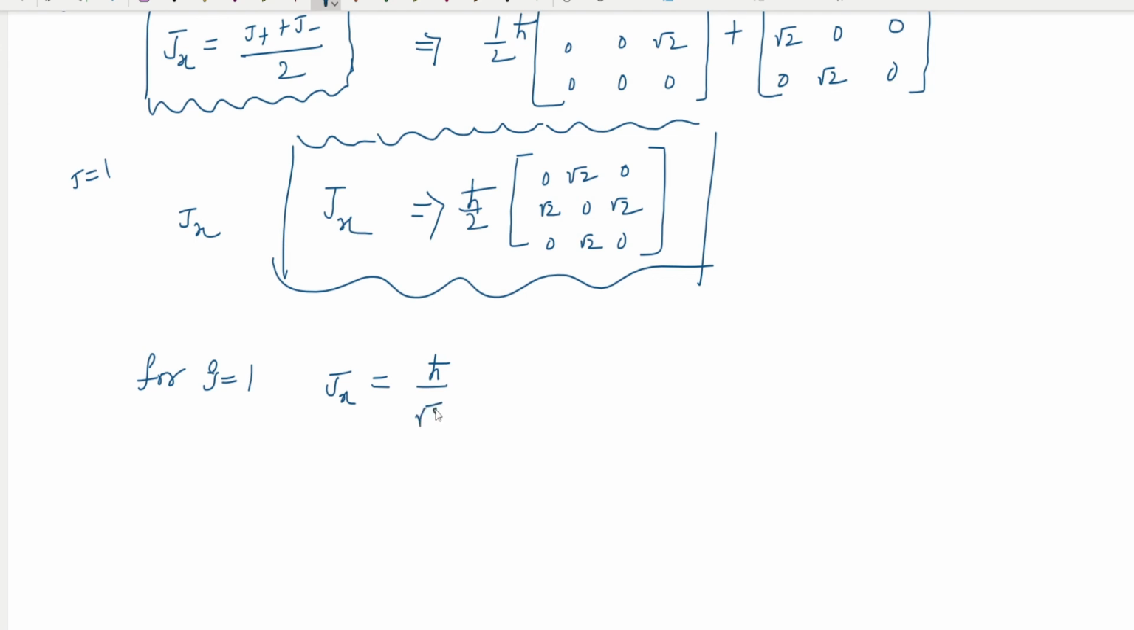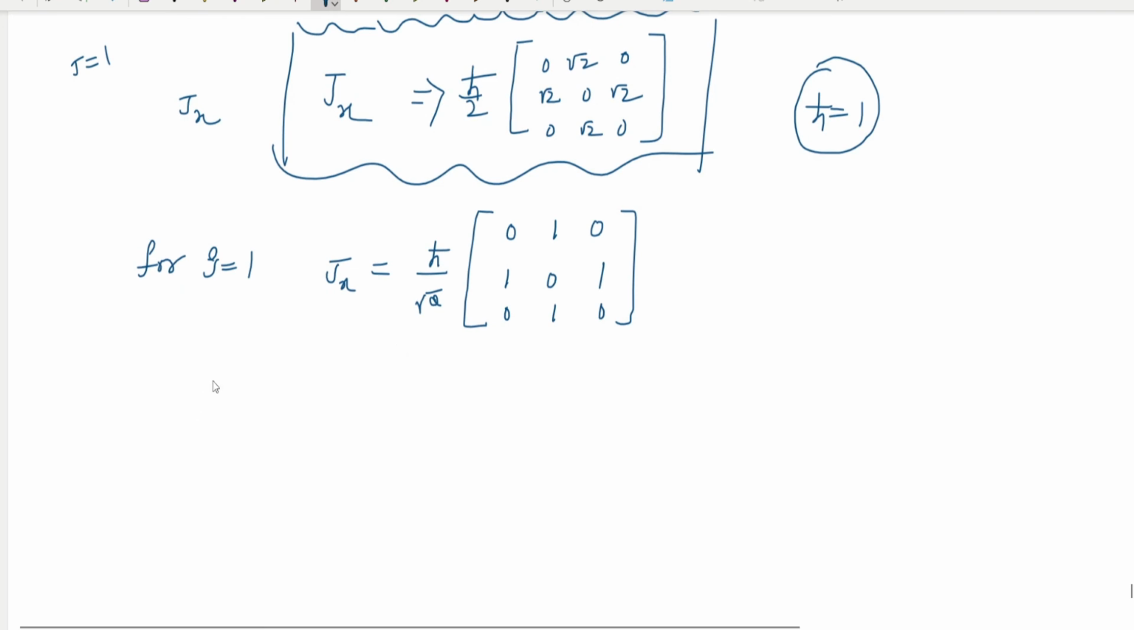Root 2 over 2 can be written as 1 over root 2. Here the numerator root 2 is there. Then we can get the answer: 0, 1, 0; 1, 0, 1; 0, 1, 0. Remember one thing. In case you use H cross, you can use the entire matrix with H cross. In case you can't use H cross, then you can put H cross equal to 1 and use it in the final answer.